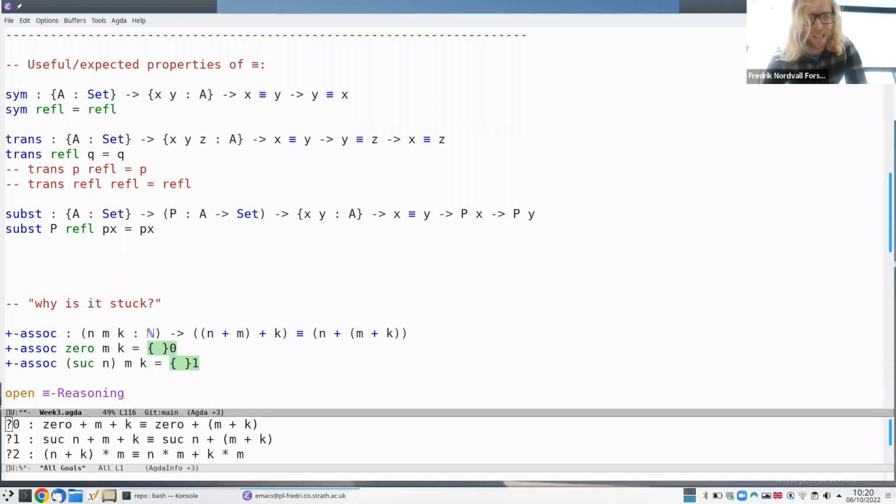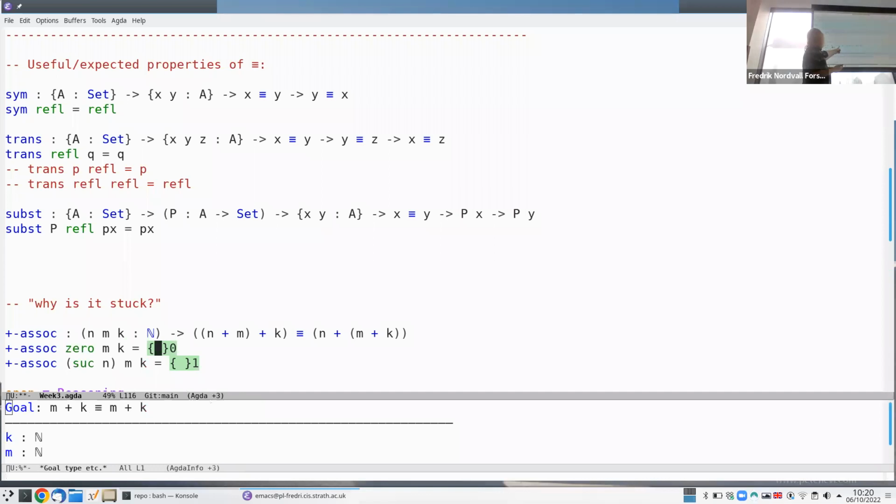So we get two cases, zero or suc. And in the zero case, this n has become zero. So this whole thing has become zero plus m, which is m. So this whole thing has become m plus k. And similarly here, as n was zero, this whole thing has become m plus k. It's much easier to prove that m plus k is equal to m plus k. That's refl.